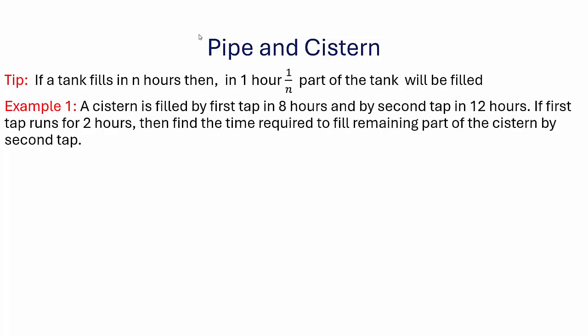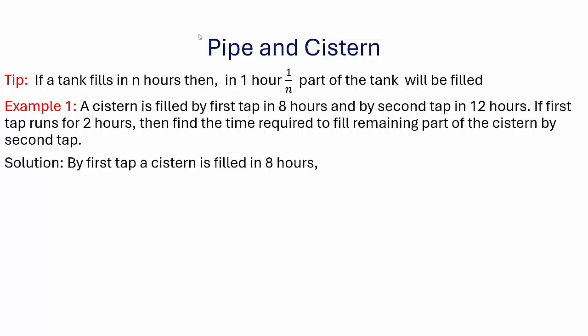Example, a cistern is filled by first tap in 8 hours and by second tap in 12 hours. If first tap runs for 2 hours, then find the time required to fill remaining part of the cistern by second tap.